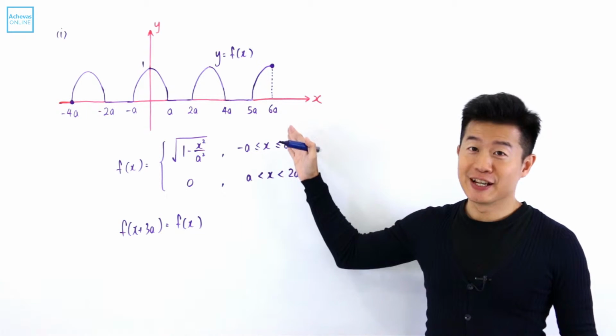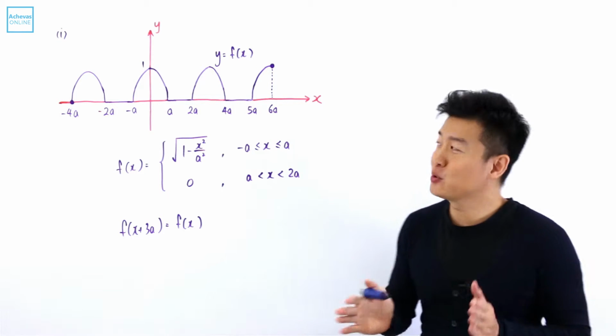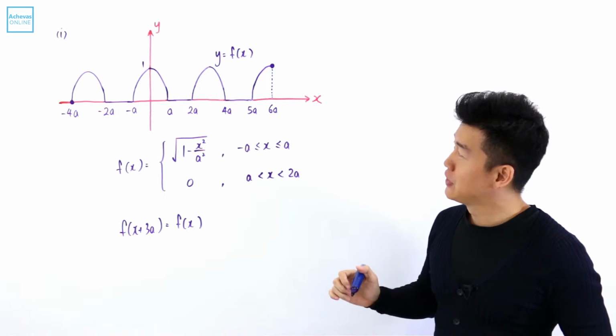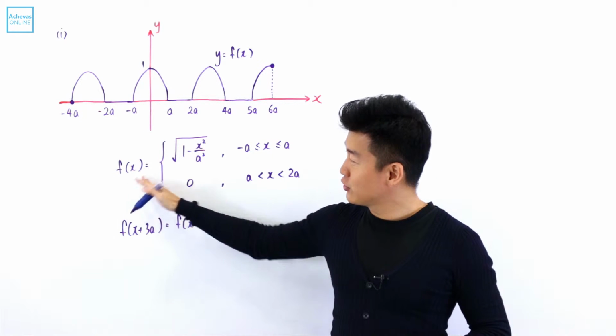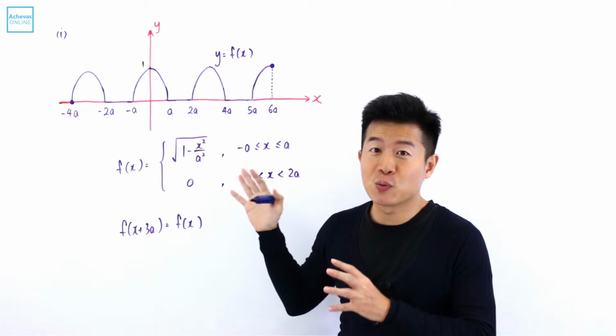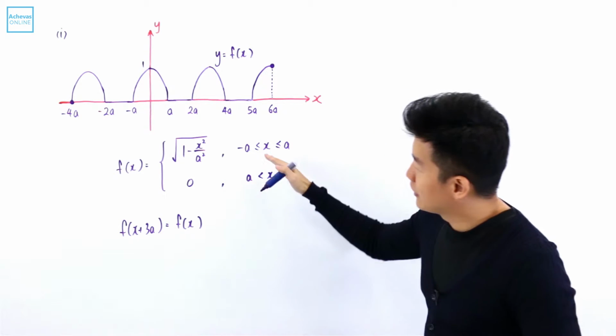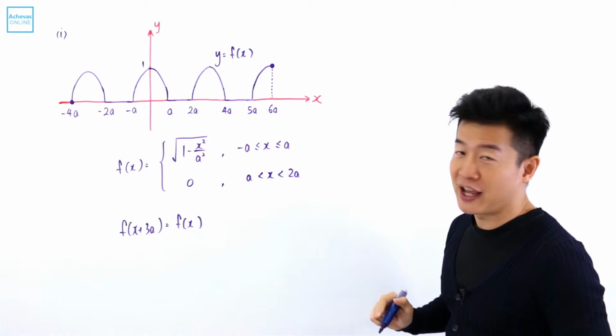What I have here is already a sketch of the graph of y equals f(x). Let me explain how I managed to sketch this curve. First of all, it is derived from the function f(x), which is divided into two expressions. So this is a piecewise function that we are looking at. It has one expression from minus a to a, and another expression from a to 2a.